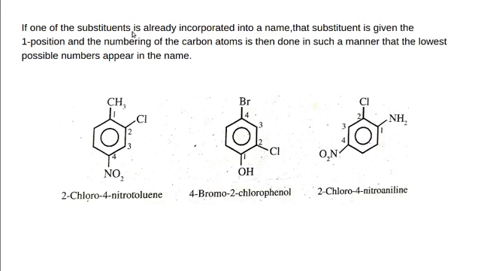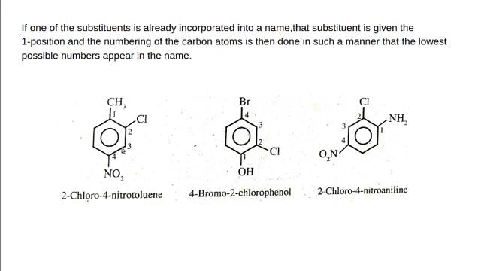Then if one of the substituents is already incorporated into a name, that substituent is given the first position, and the numbering of the carbon atoms is then done in such a manner that the lowest possible numbers appear in the name. That means in this case the CH3 substituent is incorporated into the name of the compound. That means toluene. This is considered a derivative of toluene. So the substituent which is incorporated into the name of the compound is given the first position. So this is carbon number 1, then 2, 3, 4.